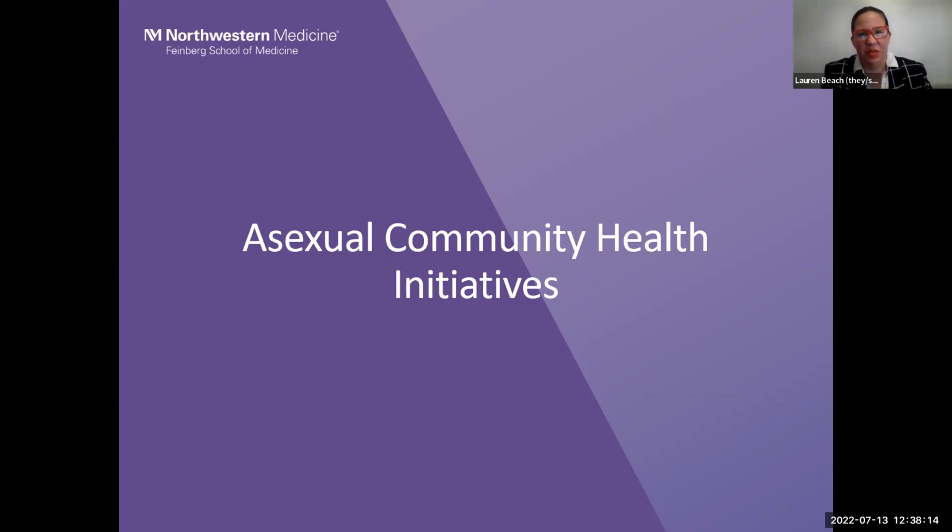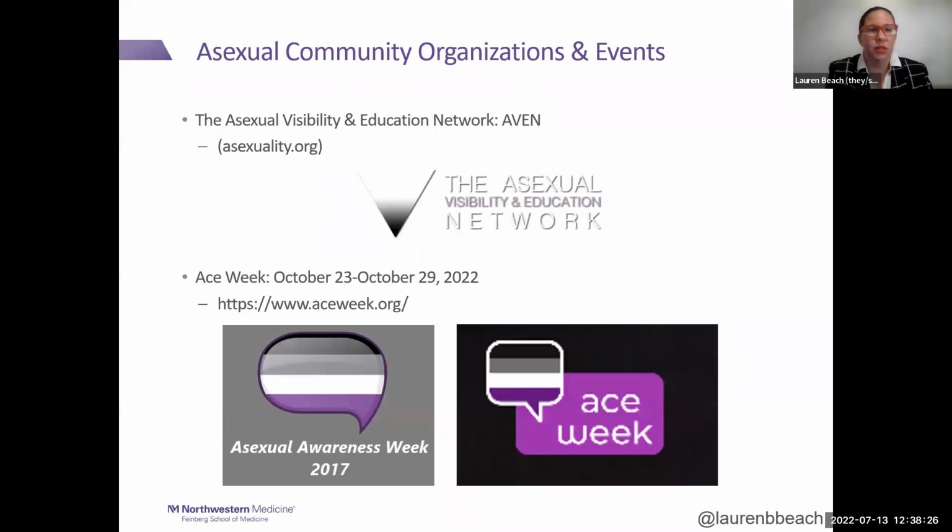So those are some of the infrastructures in terms of community that are available for BIPLUS communities, focusing on the US, obviously. There's also international resources that I won't cover here. And then asexual community health initiatives. So the biggest organization is definitely the Asexual Visibility and Education Network, or AVEN. You can just go to asexuality.org to check them out. AVEN is actually an international organization.